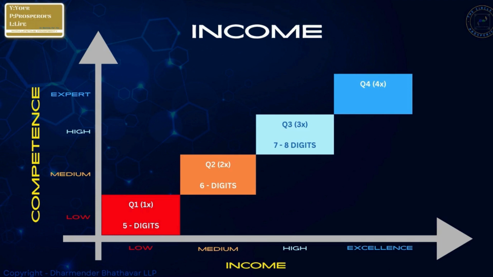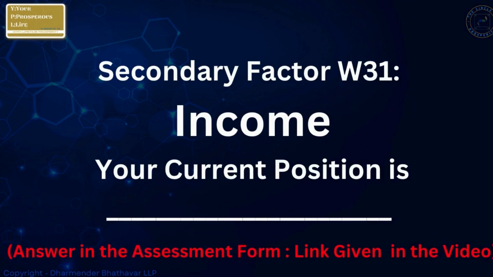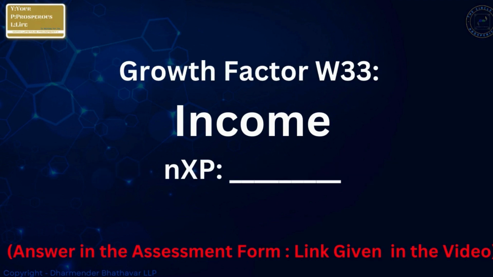And finally, we see the experts or the multipreneurs in quadrant 4, and their annual earning would be somewhere between 9 digits and 10 digits. So here, let us try to identify in W31 your current position of income, whether you are in quadrant 1 or quadrant 2, and your desired position, quadrant 3 or quadrant 4, and at the same time what would be your growth factor with respect to income.